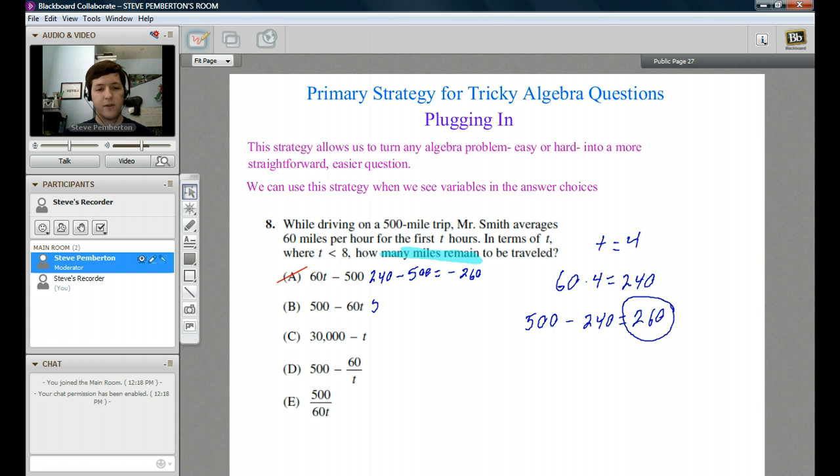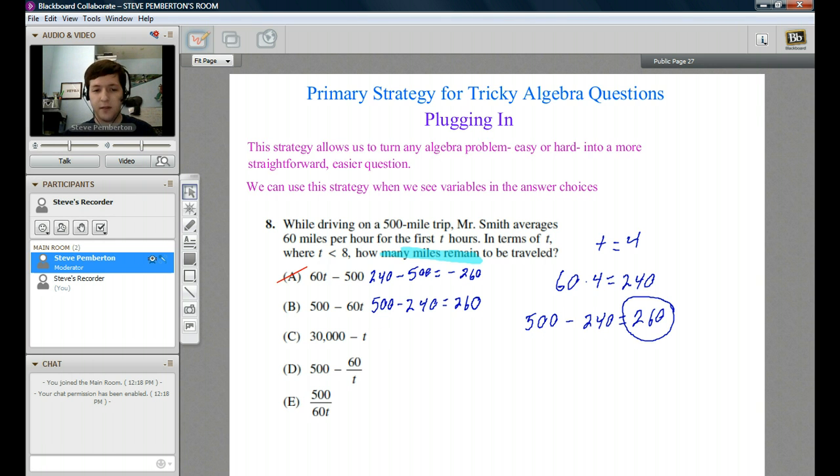B is 500 minus 60t. Well, we said 60t is 240, so 500 minus 240. That's 260. That is what we're looking for. It's very promising. That's the answer. Remember, we have to check all 5, so we'll come back to it.